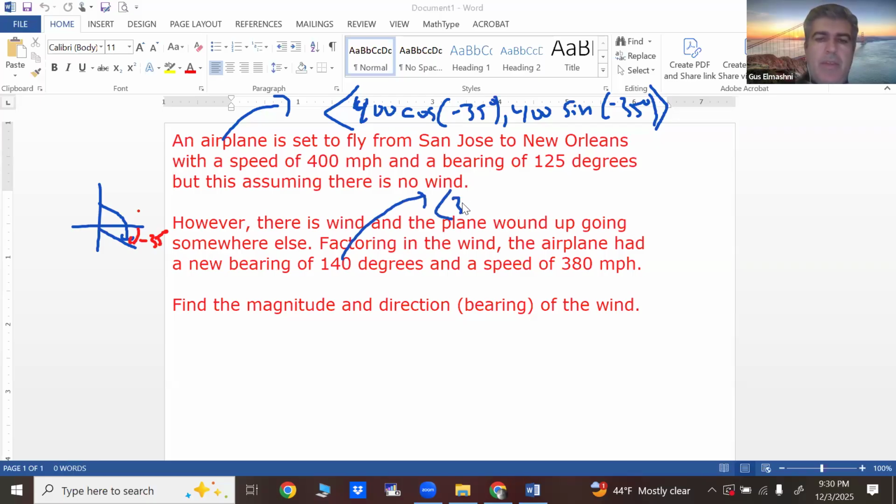Okay, then with the wind, you're going to do 380 cosine of negative 50 degrees, right? Because with a bearing of 150, sorry, 140, you're down here, that's negative 50 degrees, right?